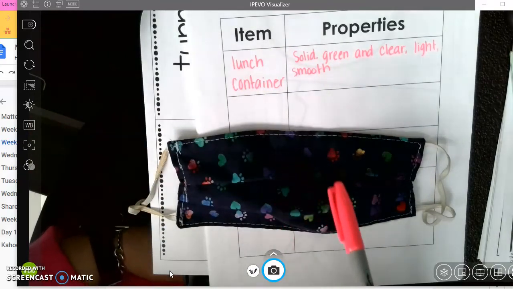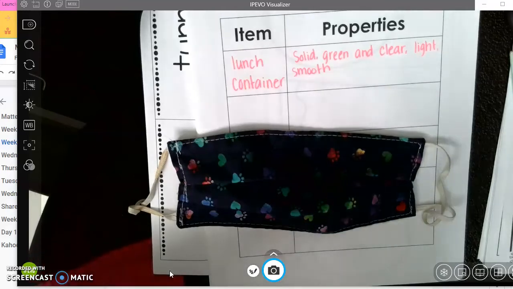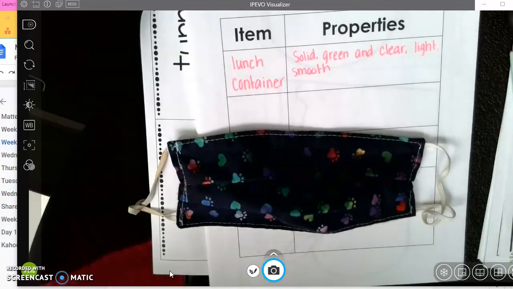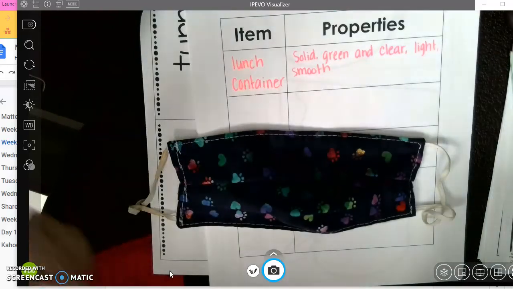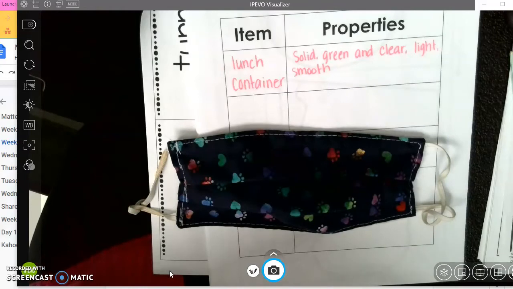It's kind of smooth. It's soft. I wouldn't call this smooth. I would call this soft because it's fabric, so I would say that it's soft. What else? It's light. It's colorful. It's soft. It's light.